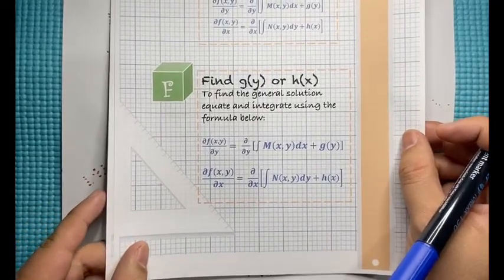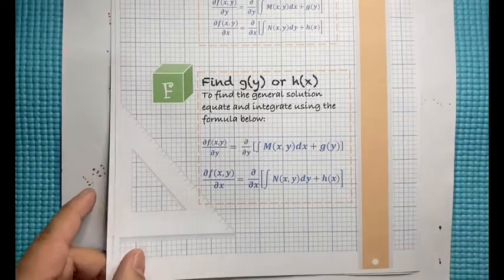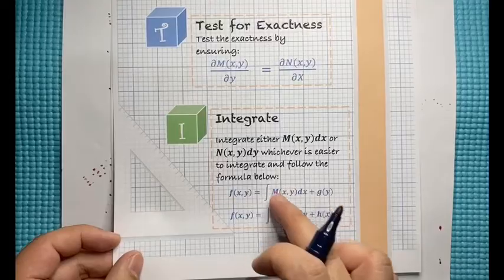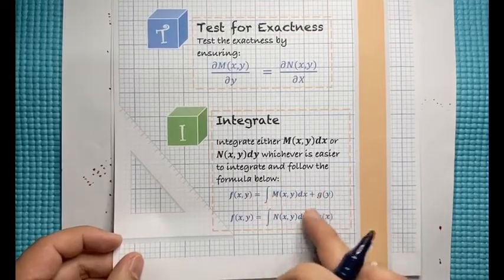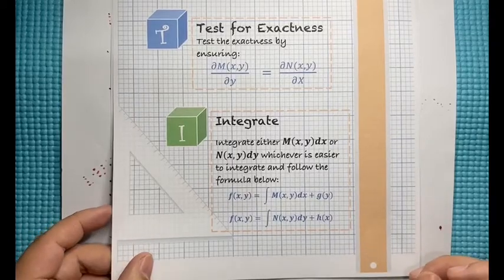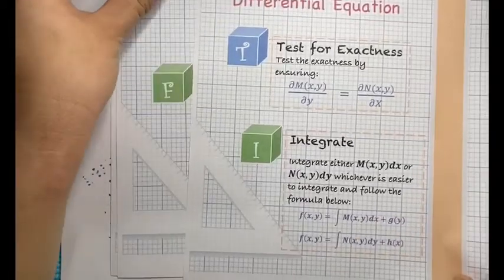And once we were able to find the g of y or the h of x, we can append it on our original function of x and y, and therefore that would be the integral or the general solution of the differential equation.